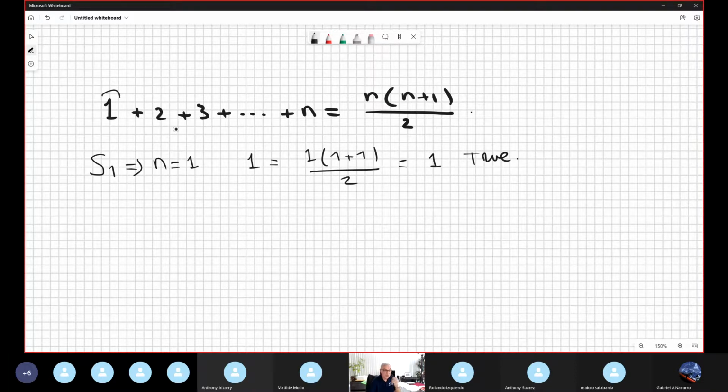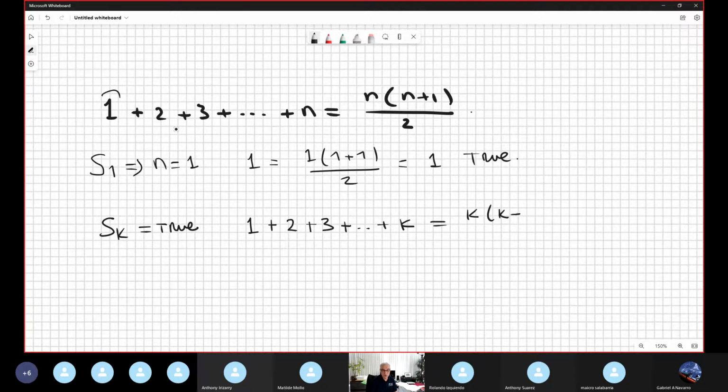Now, in the inductive step, you assume that A sub k is true. What is A sub k? Well, I copy the same formula. I don't change anything except the variable. Now it's k. You suppose that k is smaller than n. It's intermediate.